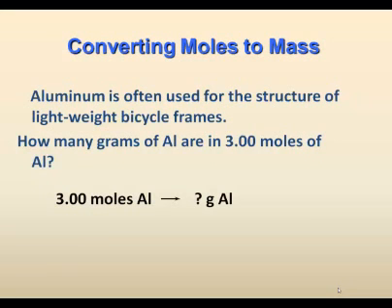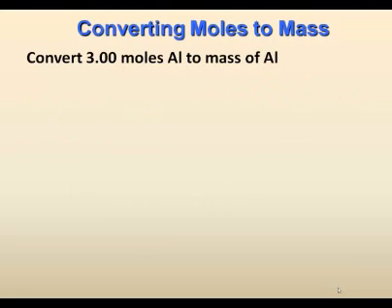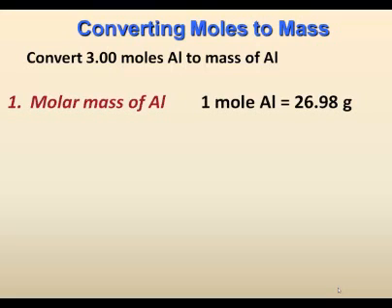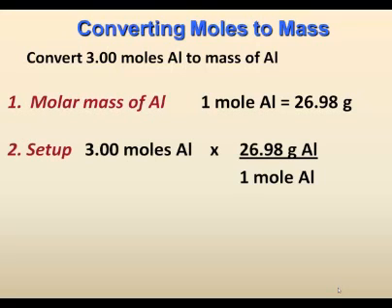An example. How many grams of aluminum are in 3 moles of aluminum? Well, you need to do a conversion, right? Molar mass of aluminum, you go to the periodic table, it's about 27. The setup is pretty straightforward. 3 moles of aluminum times 26.98 grams of aluminum in a mole. The moles are going to cancel, and you're going to get your answer, which is 80.9 grams of aluminum.